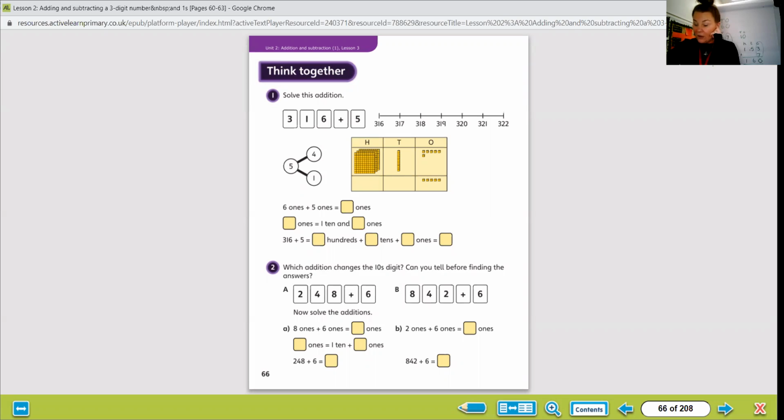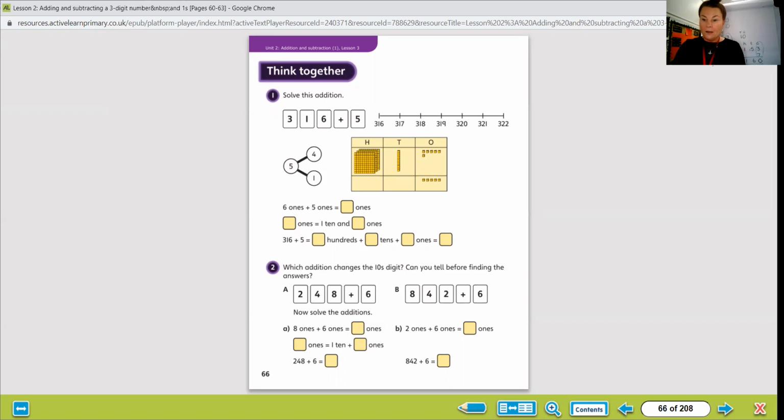Okay, so underneath question A, it says, how many ones have you got? 8, what's 8 add 6 ones? We know that 8 and 6 ones is 14 ones. 14 ones is how many tens? 1. How many ones? 4. Perfect. So 248 add 6 is 254. Perfect. B. 2 ones add 6 ones is 8 ones. So 842 add 6 equals 848. So we didn't need to do the rest of the sequence because we're not adding anything to our tens and hundreds.